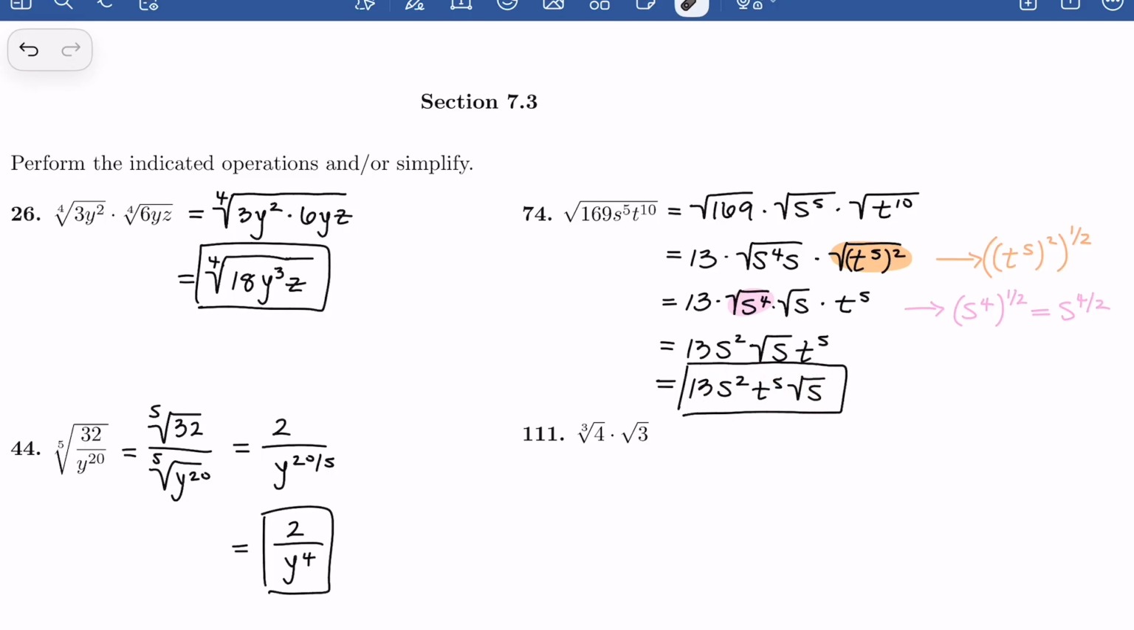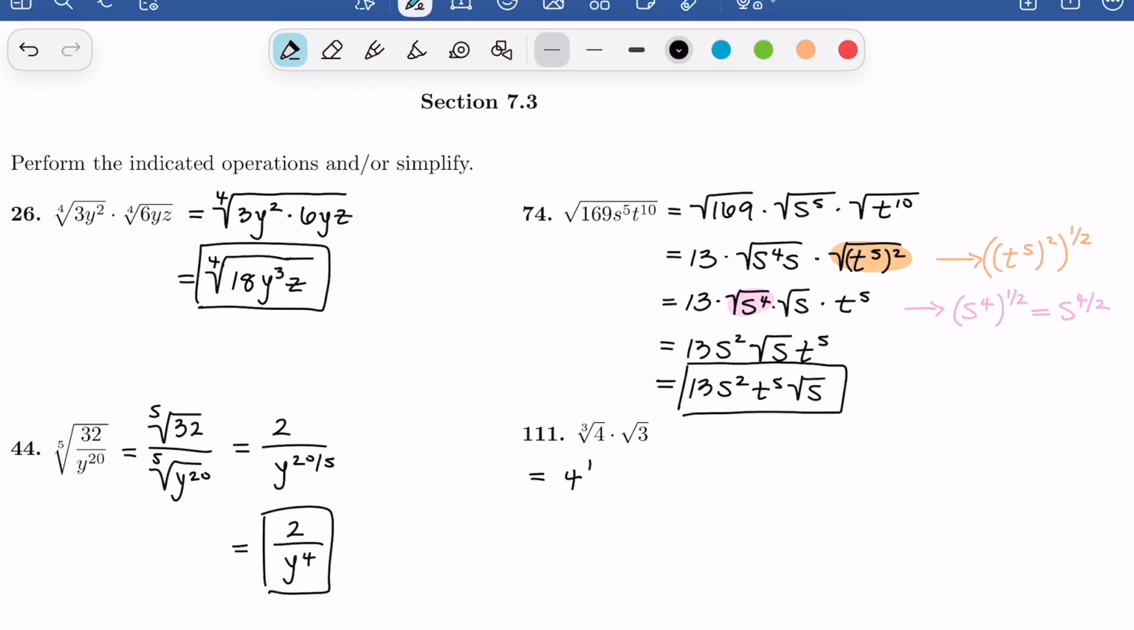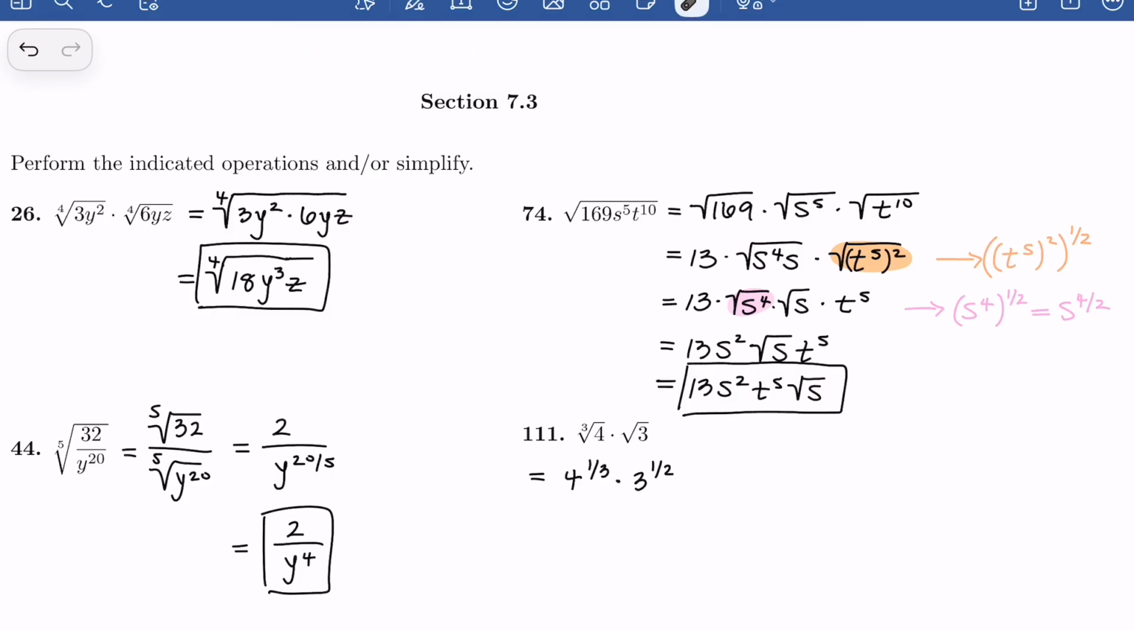Now for this next one here, 111, what we want to do is multiply these two radical expressions. But remember, our product rule says that we can only multiply these if they have the same index. That's what we saw in this one and this one here. But the index of this one is 3 and the index of this one is 2. This is the same thing as, let's actually write it down here so we have more room, 4 raised to the 1/3 power times 3 raised to the 1/2 power. So we can't quite multiply them yet.